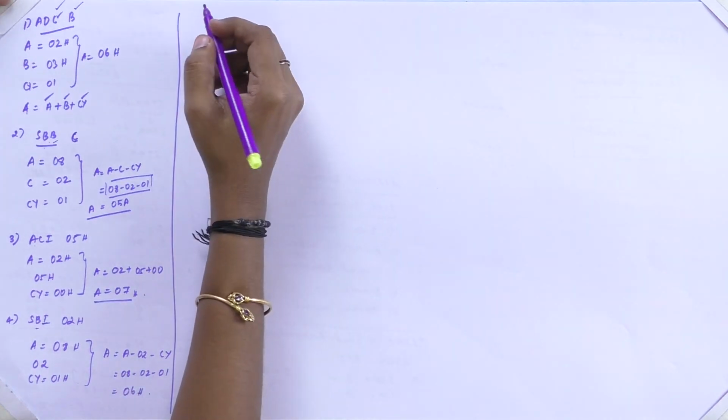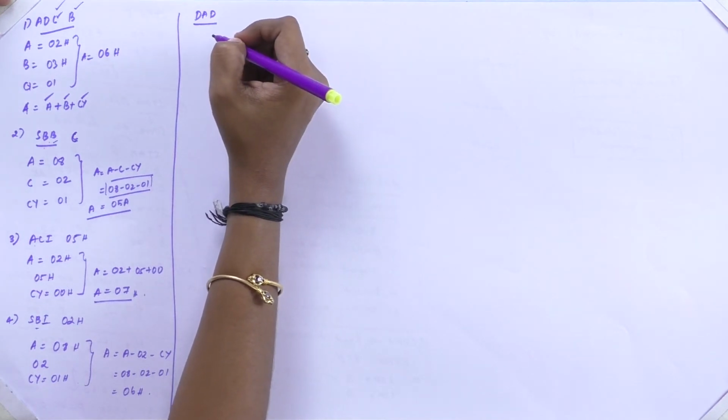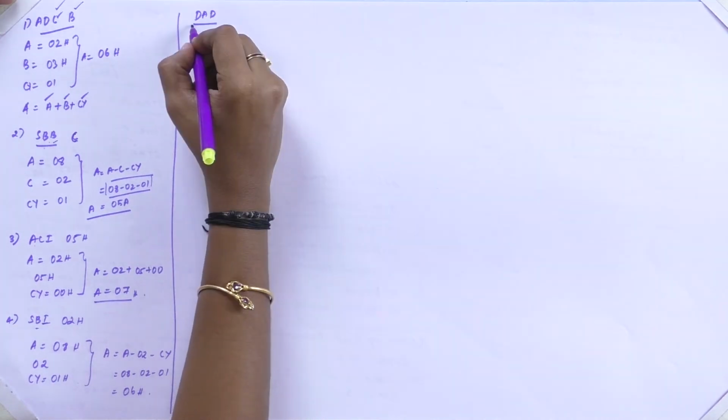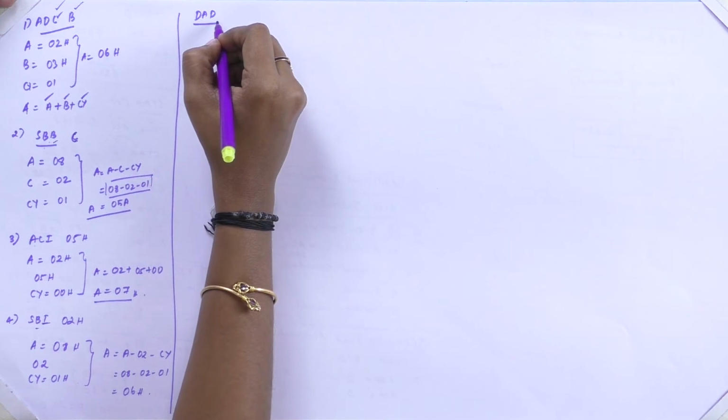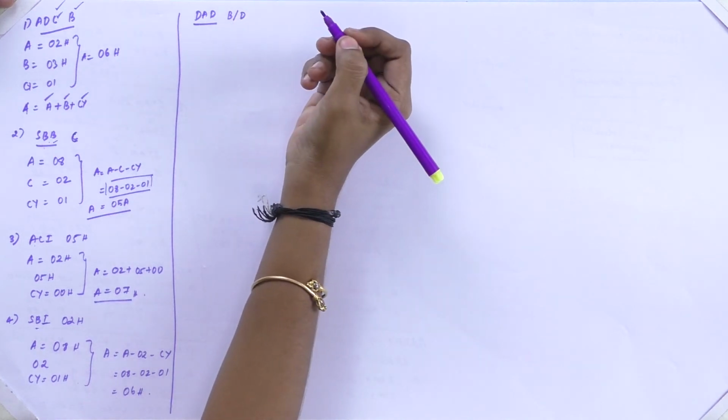The next operation is DAD. It means double add. It is followed by B or D register pair.